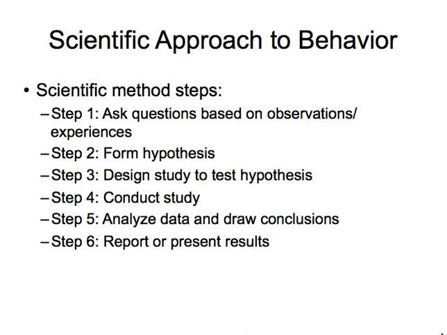Generally speaking, the scientific method is conceptualized in the following 6 steps. These steps vary by discipline, textbook, and so on. Step 1, ask a question based on observations or experiences. Step 2, form a hypothesis. Step 3, design a study to test the hypothesis. Step 4, conduct the study. Step 5, analyze data and draw conclusions. And finally, Step 6, report or present results.